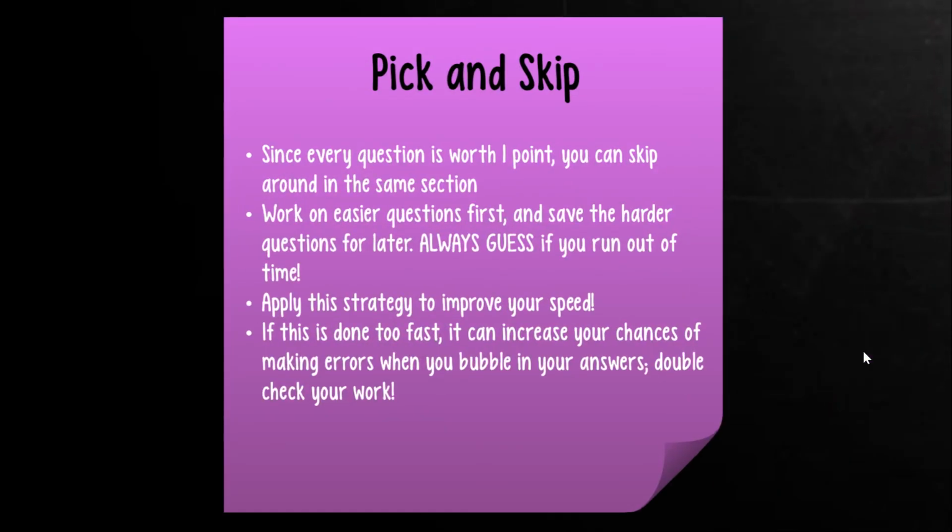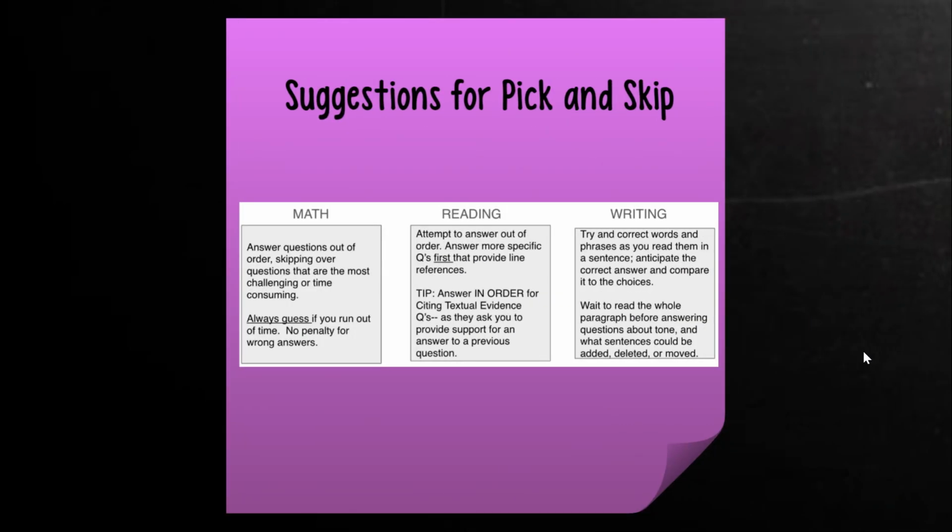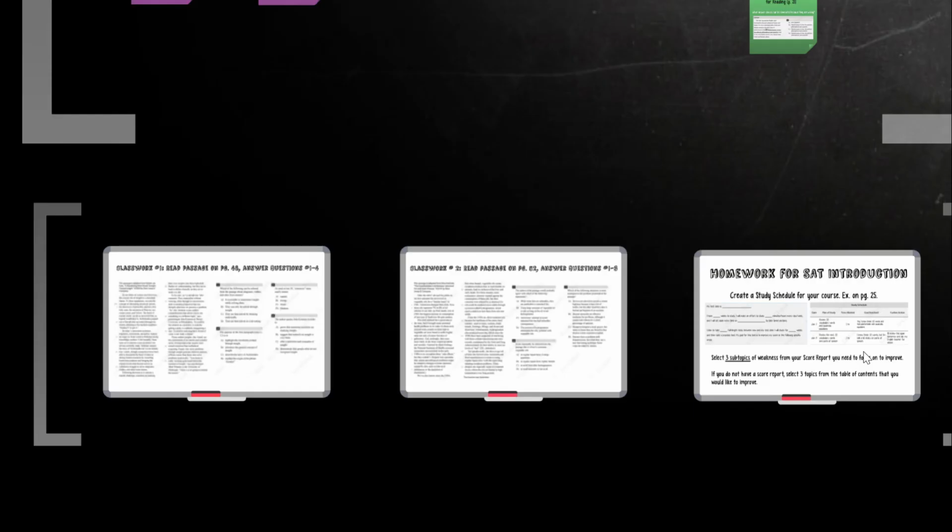Pick and skip. Since every question is worth 1 point, you can skip around in the same section. Work on easier questions first and save the harder questions for later. Always guess if you run out of time. Right? Apply the strategy to improve your speed. So these are just ways to shave down on the time being used per question. Right? And again, it's the same structure. It gives you suggestions for each section: math, reading, and writing.